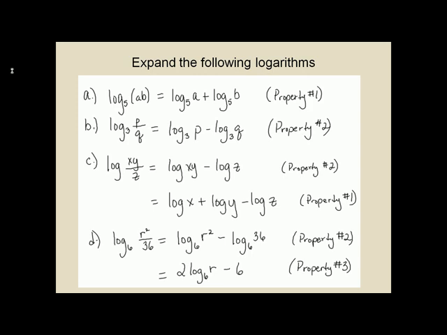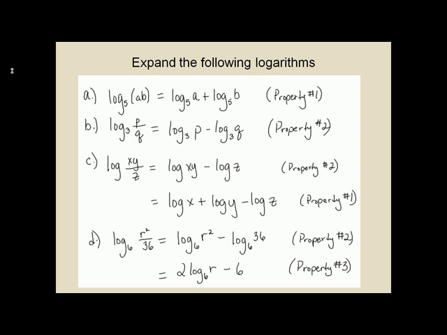Part C, log of xy divided by z. Notice since there is no base indicated, it's understood base 10. So we have log xy over z. We'll start with the division, because overall we have log of division. So we'll separate that division using property number 2, subtraction. So that's log of the top, xy, minus log of the bottom, z.